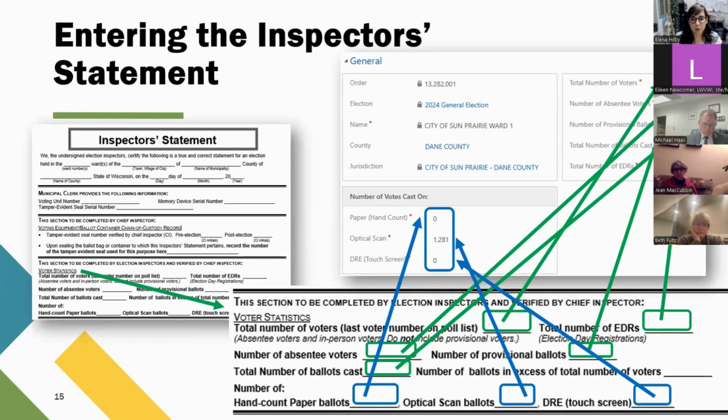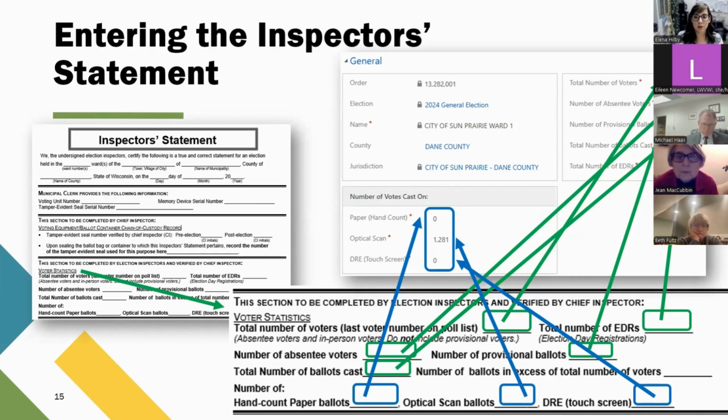So when the polls close and each polling place wraps up the night by completing their paper statement, we then take those paper statements that you can see on the left there and take those numbers and enter them exactly as they're written into WisVote. If the numbers from the paper record aren't entered correctly here, everything downstream is going to be off.